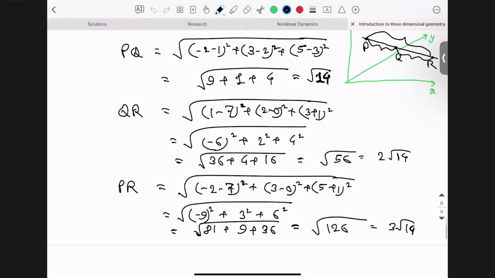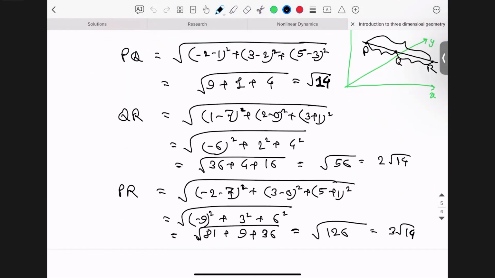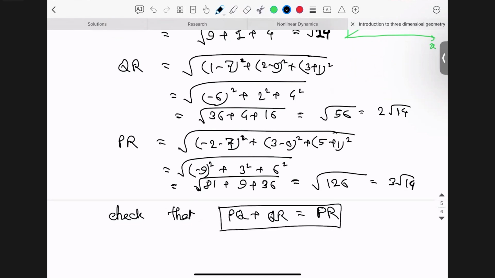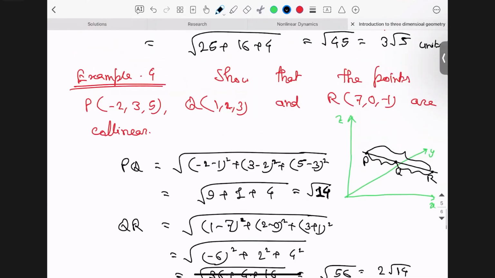Now we have obtained all the pairwise distances between the given points: PQ, QR, and PR. Now clearly you can see that if I add the lengths PQ and QR, this gives us PR. Okay. Now by this condition, we can clearly say that these 3 points are collinear.